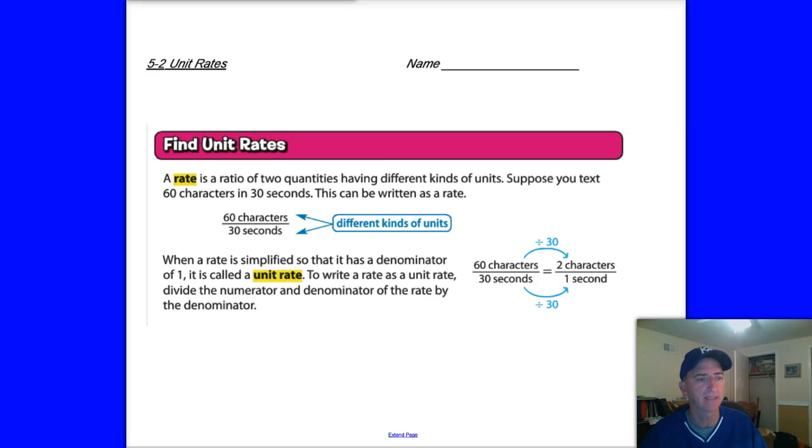Let's get right down to business, shall we? This is a pretty simple thing to do, but you will need a calculator. You're going to be doing a lot of longhand division, or you're not going to get it done. So, calculator, you need it. All right, unit rates. Let's jump right into it.